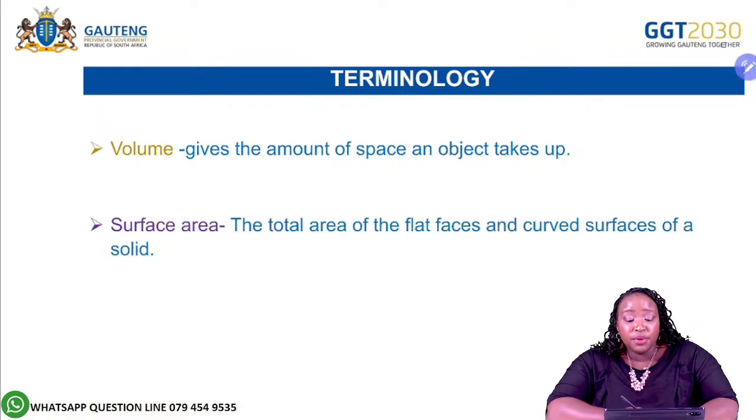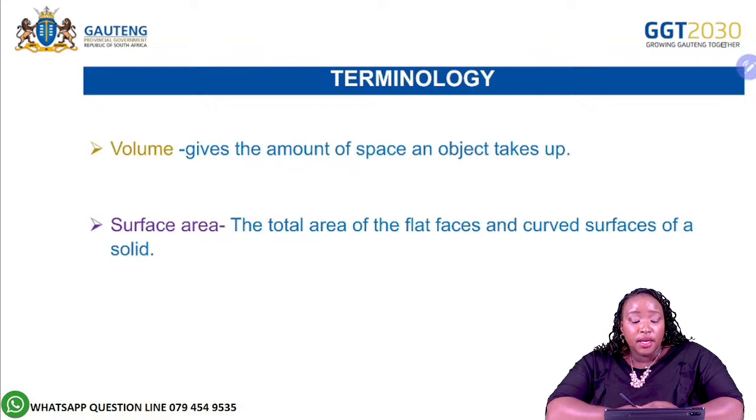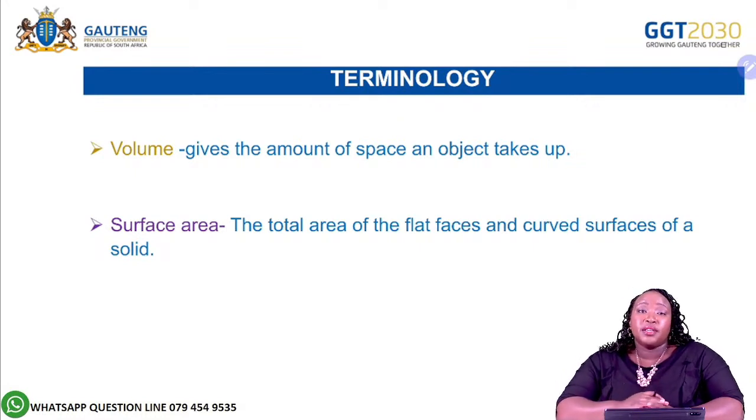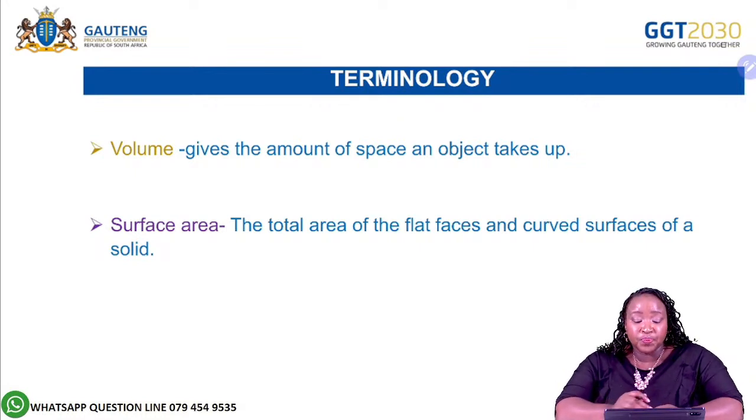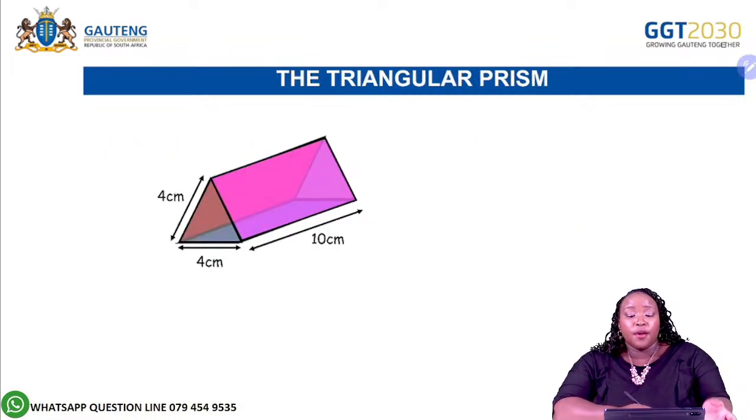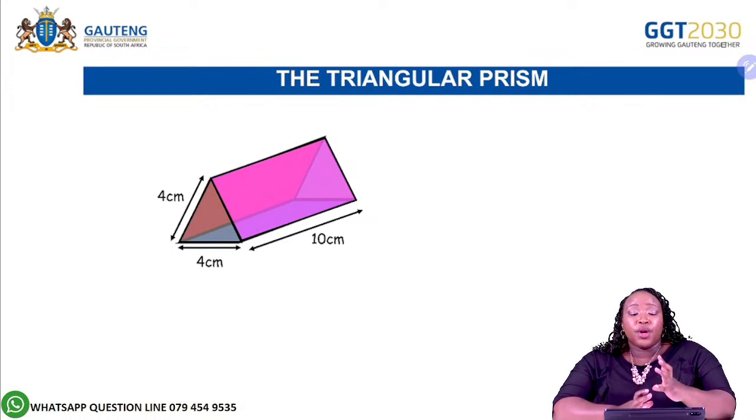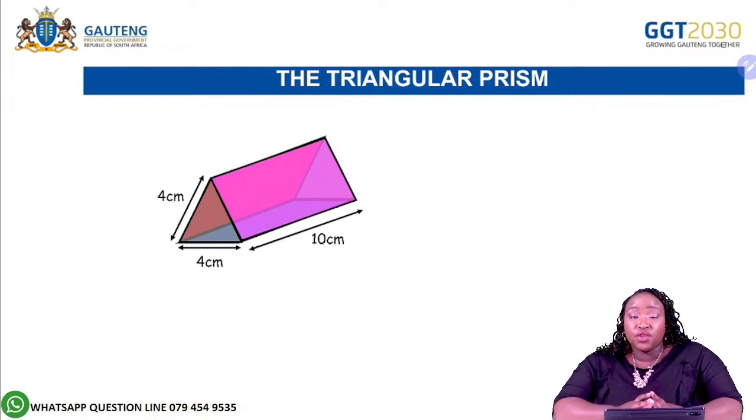Volume gives the amount of space an object will take up, and surface area is the total area of the flat faces and curved surfaces of a solid. So when we look at surface area, we are looking at all the exposed faces of the shape. Now we are going to discuss the net of a triangular prism.